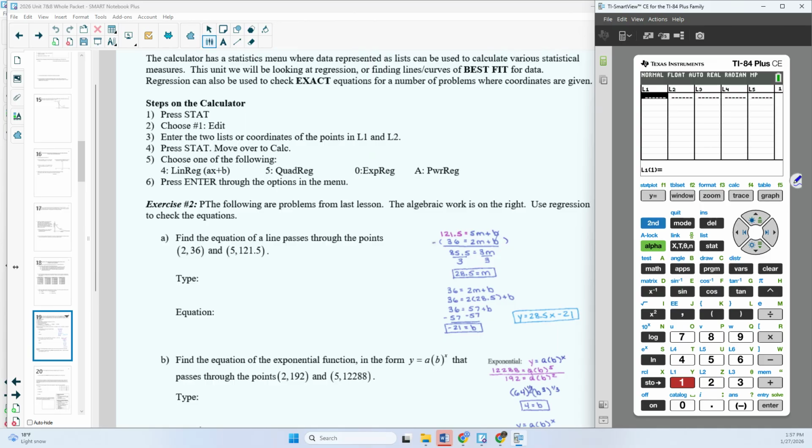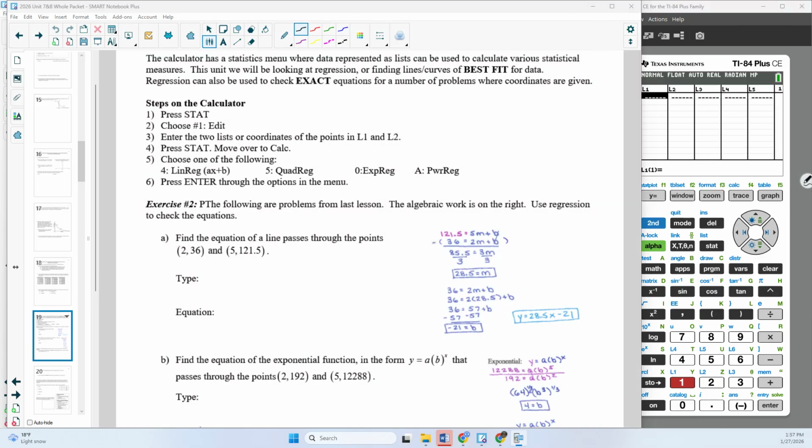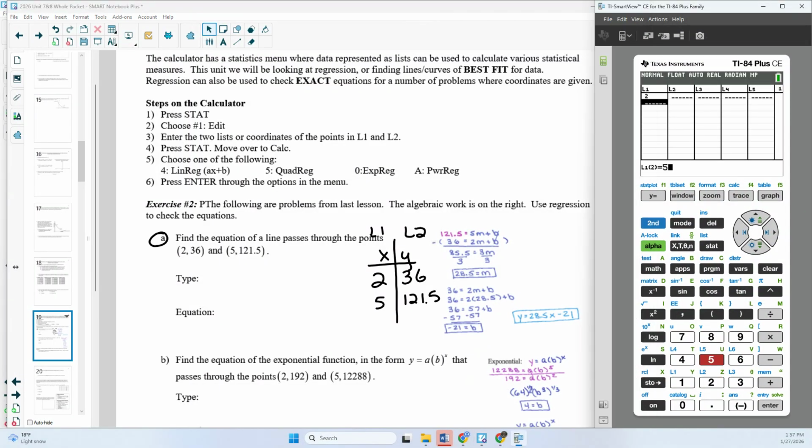So in my first example, which is exercise 2, if I am going to enter this data in the lists, my x's and y's will be my L1 and my L2. So my first point is (2, 36) and my second point is (5, 121.5). So in L1, I have a 2 and a 5. And in L2, I have 36 and 121.5.